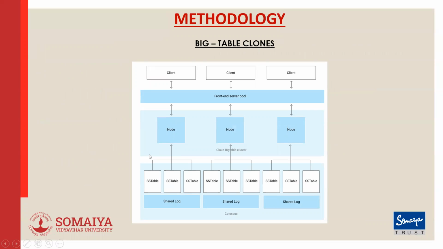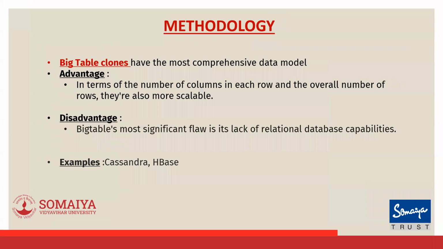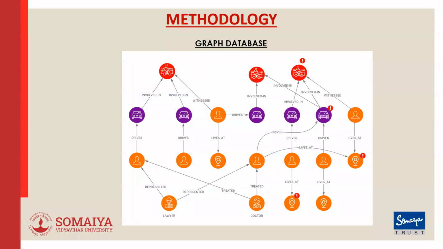Big table clones, so you have clients, connected to front-end server pool, connected to a node, connected to SS table, and connected to shared log. Big table clones, they have the most comprehensive data model. Advantages would be in terms of number of columns in each row and overall number of rows, they are more scalable. Big table's most significant flaw is its lack of relational database capabilities. Examples would be Cassandra and HBase.